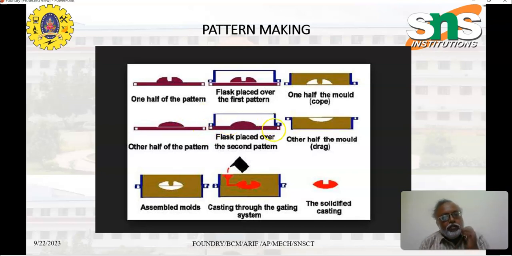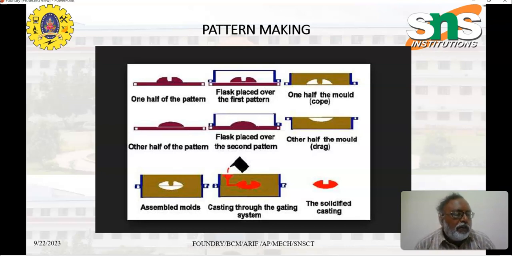Similarly, you have to put the cope in this way. After filling the sand as in the previous one, we should keep both like this, with the drag at the bottom and the cope at the top. Then we have to make the keyway to fill the molten metal. The molten metal has been prepared in a cupola furnace.